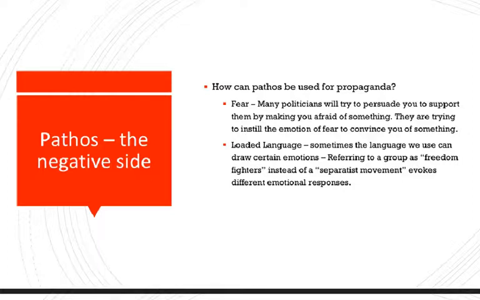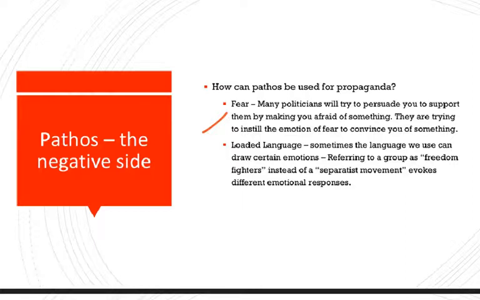The main way is through fear. So fear is definitely an emotion that you feel, right? So when different people, like politicians or whoever, are trying to appeal to your sense of fear, that is definitely appealing to your pathos in a negative way. In the propaganda video, we talked about different ways that fear is used in propaganda. Politicians will use it to try to make you support something, or by making you afraid of something, maybe you'll vote for that person, right?